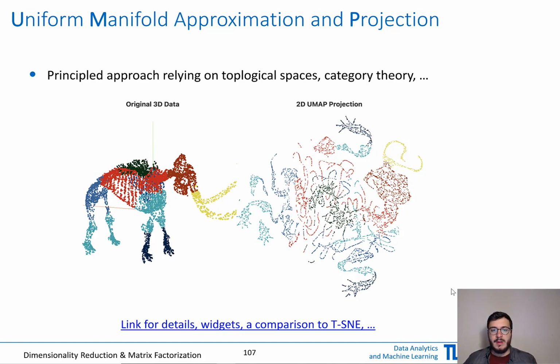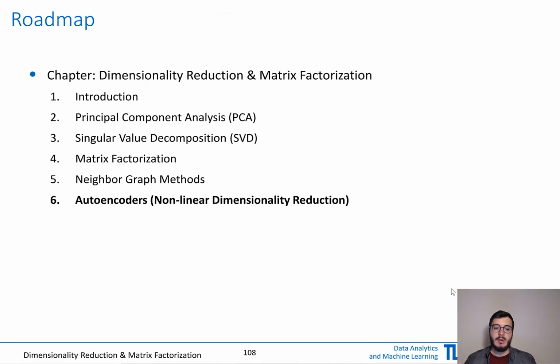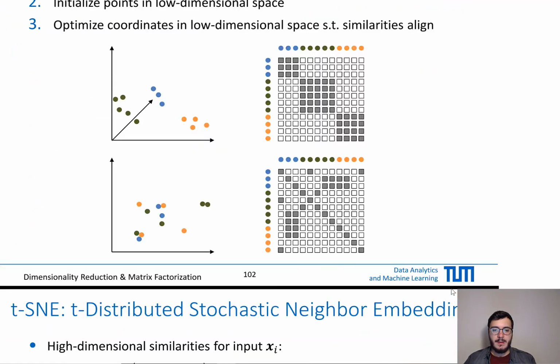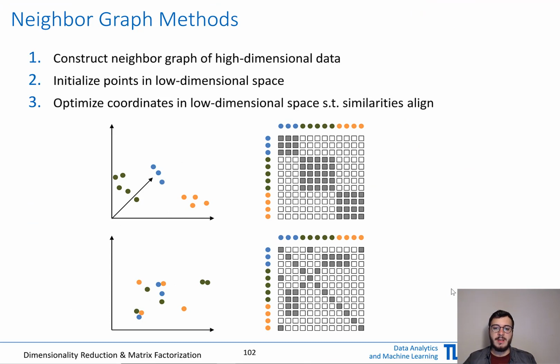Okay, that was it for the methods based on neighbor graphs. Actually, I want to make one more point here. If we go back to the discussion of t-SNE, remember we had to compute this pairwise matrix of distances or similarities. And if you've been paying attention, you might think that this is very expensive, right? If we have 1 million data points, we have to compute 1 million squared possible distances. And this quickly becomes infeasible.